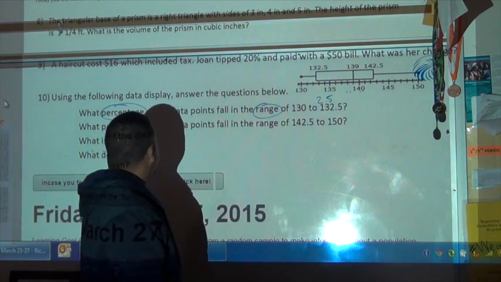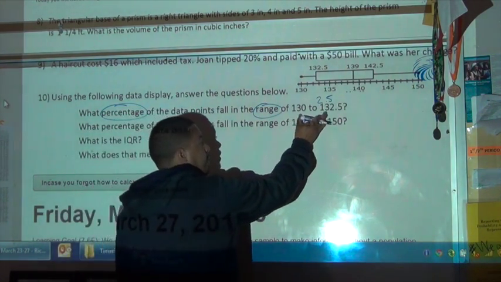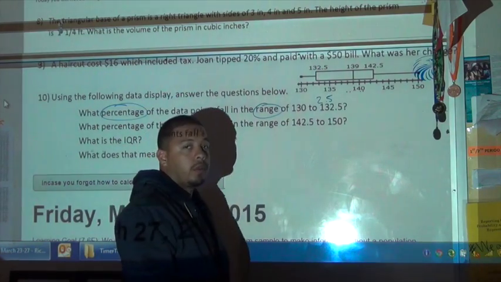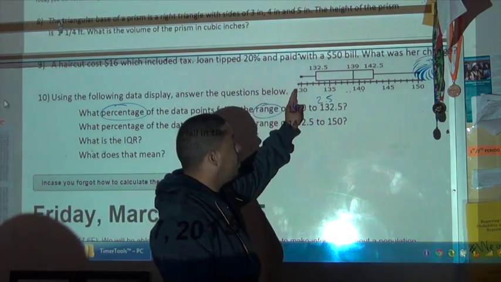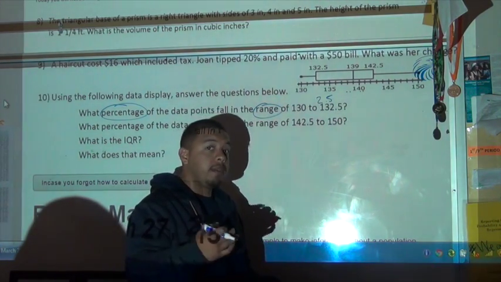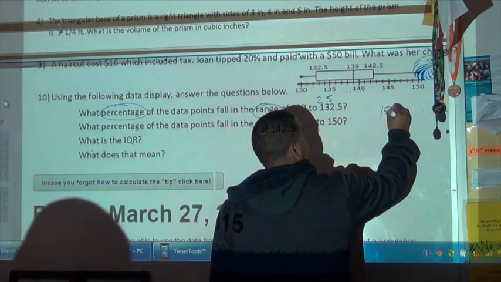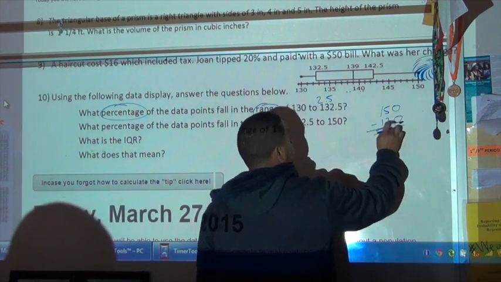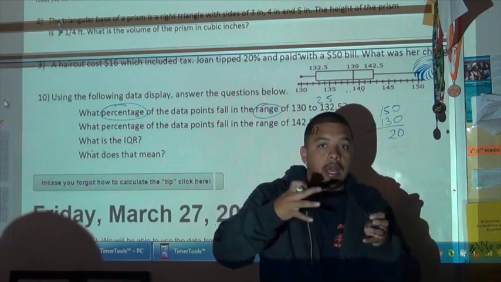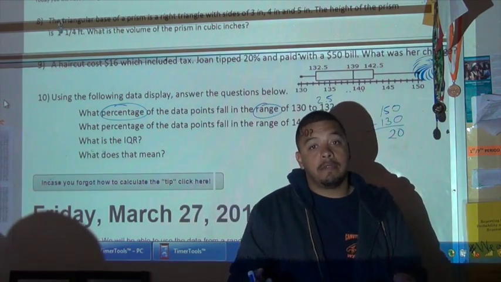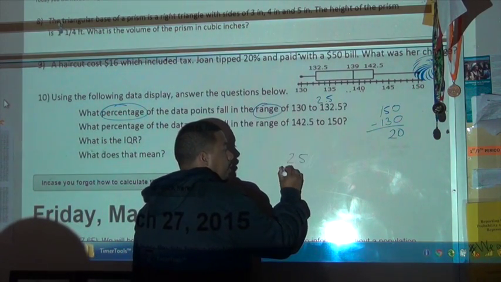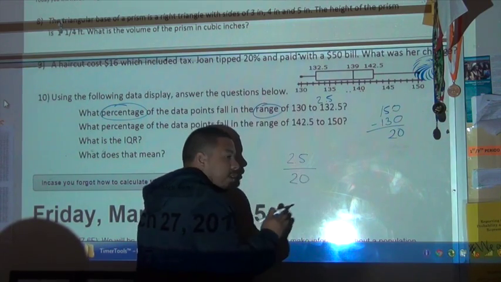So it wants to know what percent the 2.5 is of the whole thing. So what is the range of the whole thing? Well, you've got to look at where it started. So 130, and it goes all the way to 150. So what is my range? 150 minus 130. Here's my start. Here's my finish. Here's how much the data spreads, how much the data expands, if you want to think about it like that. So what percent is 2.5 of the 20 points it spreads?